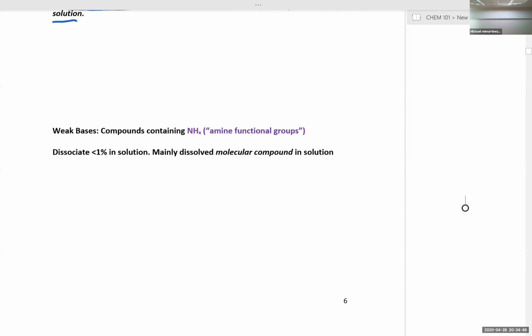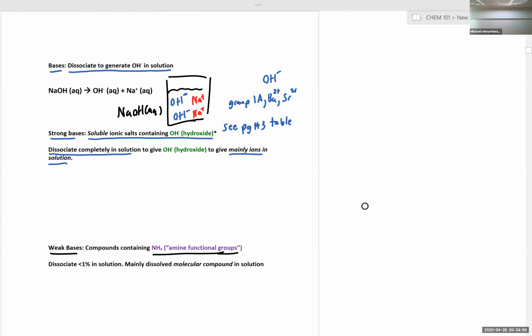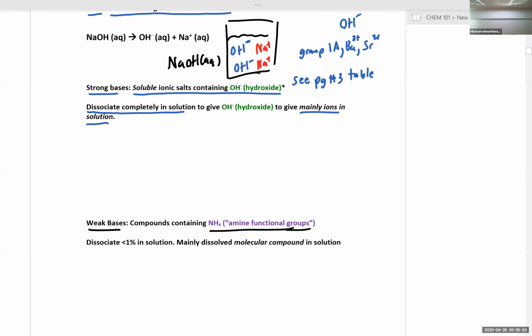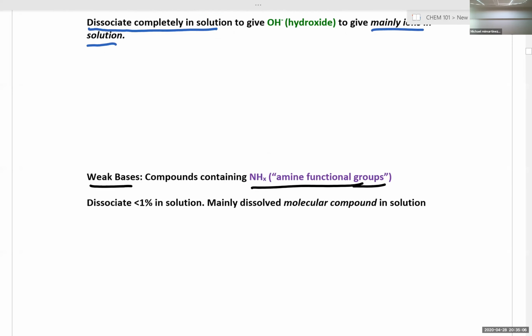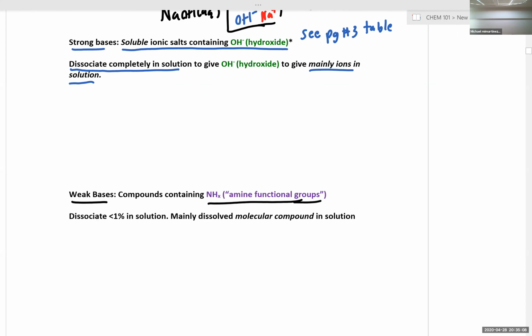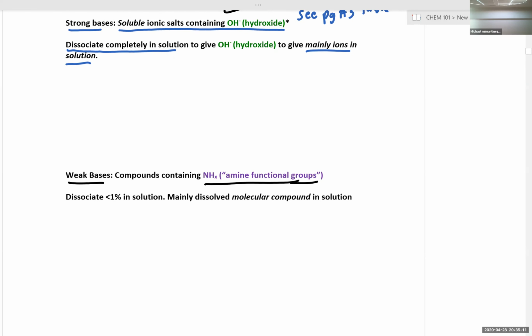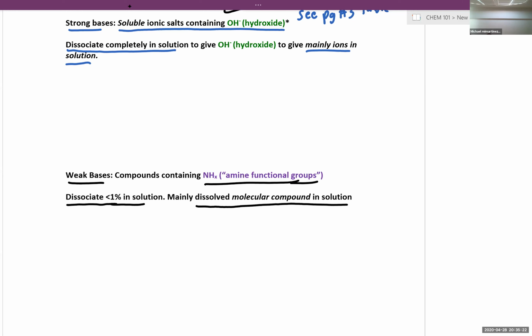Weak bases are compounds containing an amine functional group. The one thing I want you to remember for your weak bases is that they dissociate less than 1% in solution, and we have mainly dissolved molecular compound in solution.